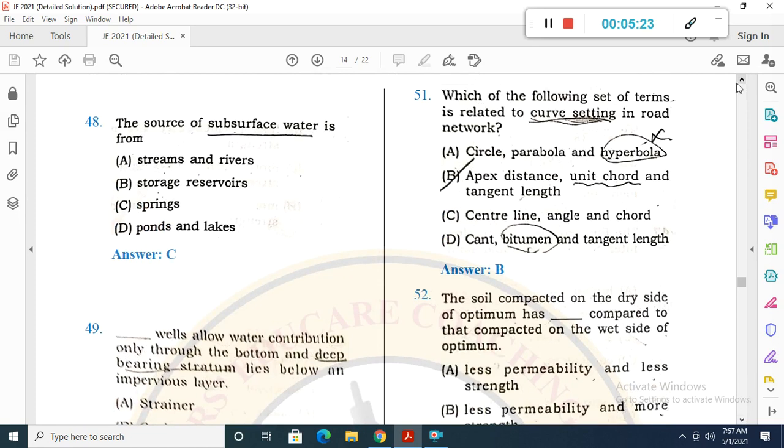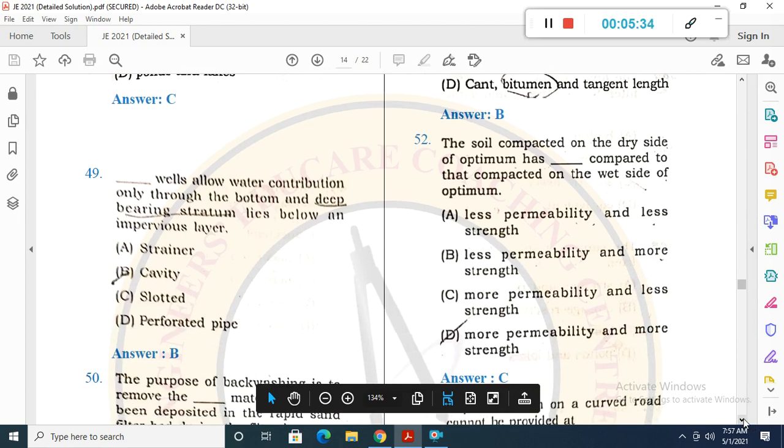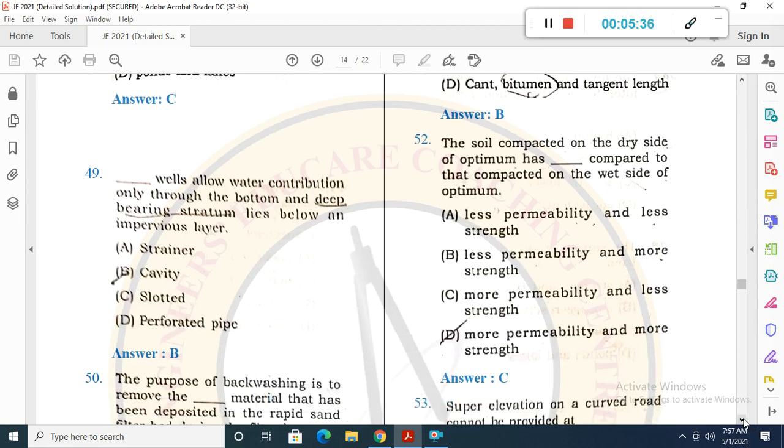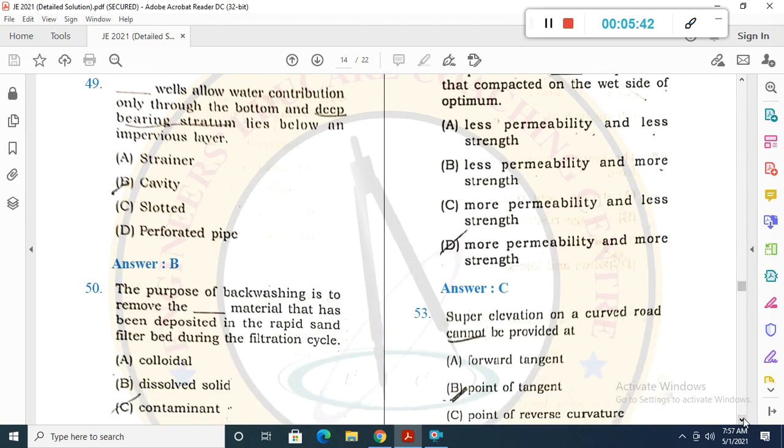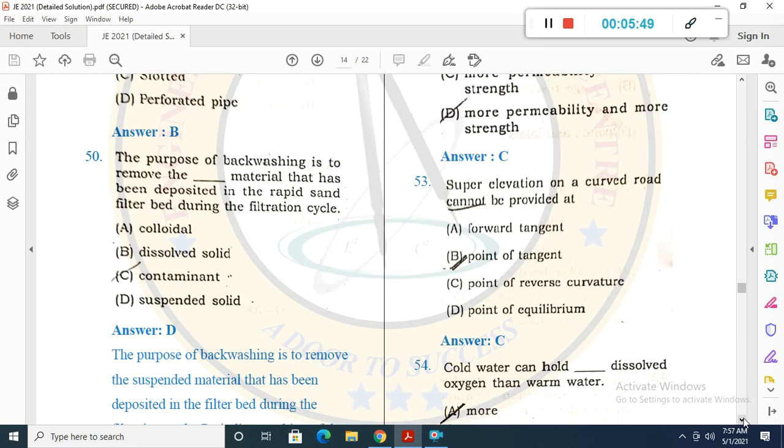Next, question number 51. Which of the following terms is related to curve setting of a road network? So here option B, that is offset distance, unit chord and tangent length, is related. Question number 52. The soil is compacted on the dry side of the optimum. It has more permeability and more strength, more permeability and less strength. So option C is the correct answer, more permeability and less strength. So 53, super elevation of a curve cannot be provided, option C, at the point of reverse curvature.